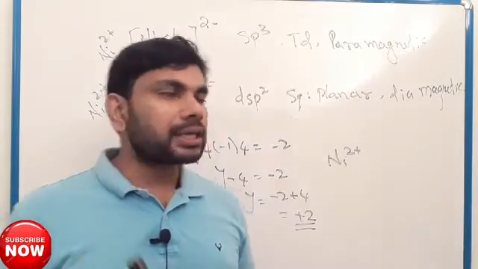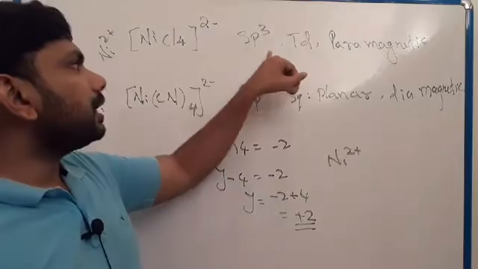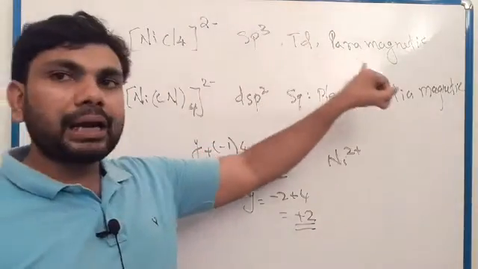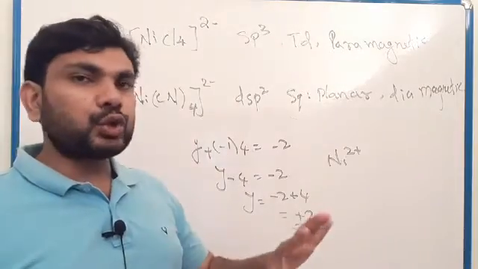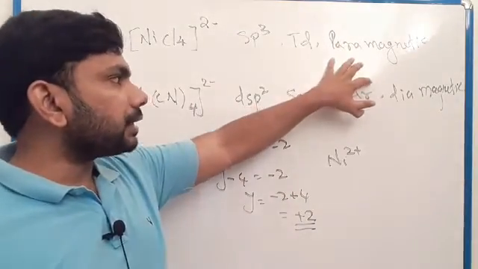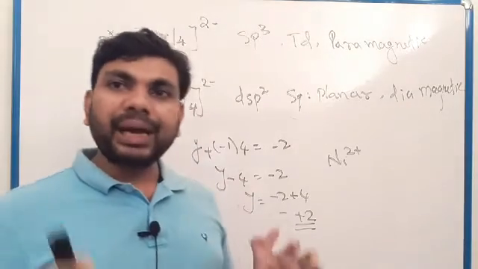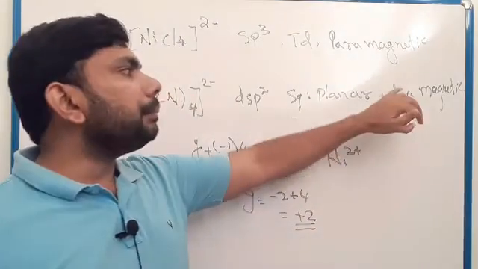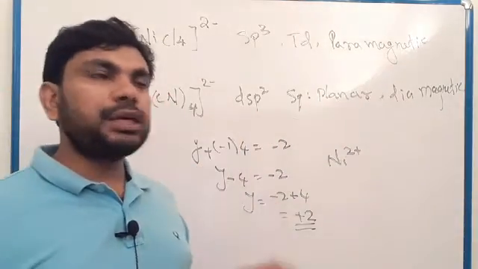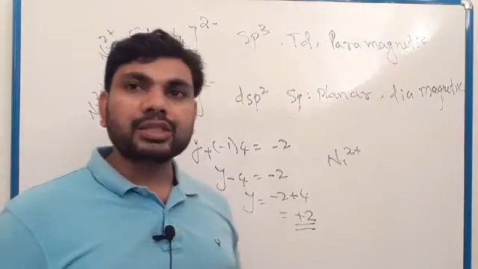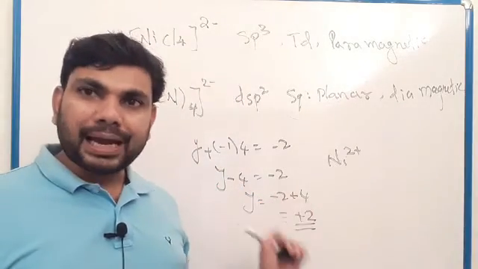You have to get: first one sp3 hybridization, tetrahedral, paramagnetic. Here it is a weak field ligand, pairing does not occur, so it will be paramagnetic. Second one CN, strong field ligand, pairing occurs, it will be diamagnetic, and it will be dsp2. dsp2 means square planar geometry. So draw it and practice.